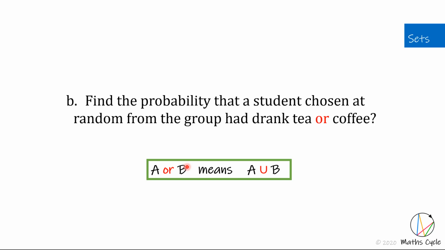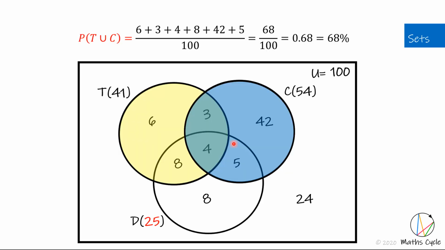Part B, find the probability that a student chosen at random from the group had drank tea or coffee. So or means union. So the probability of choosing a person from this section here, T union C. Now you can see there's a lot of people in this section, so we're going to have to add all of these people up. And to make a probability, we have to put it as a fraction out of the total number. Now the total number for this survey was 100.